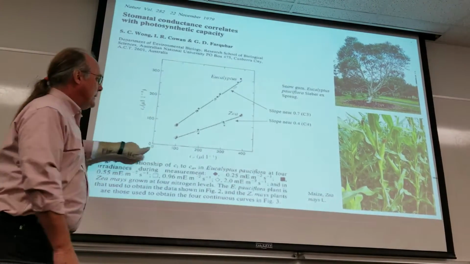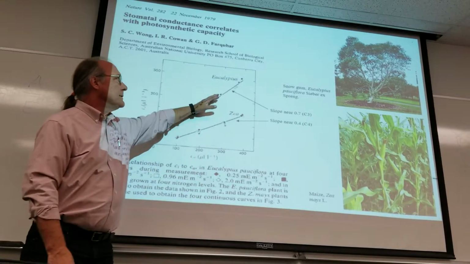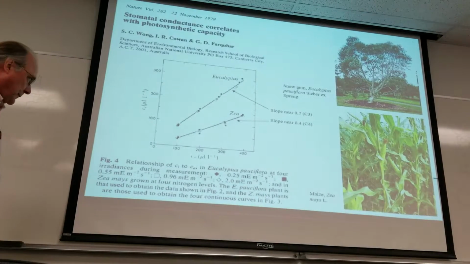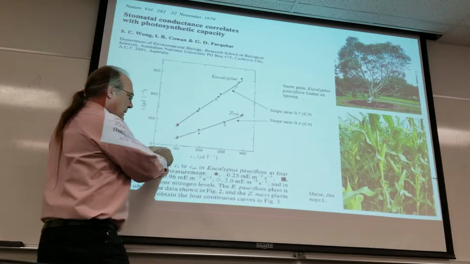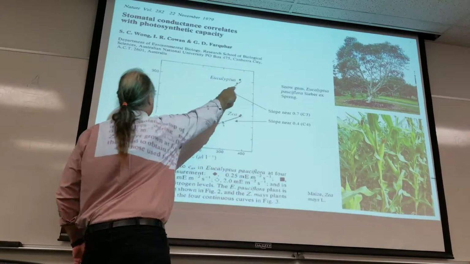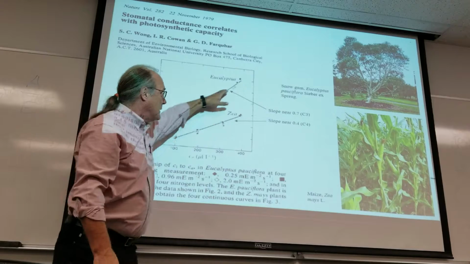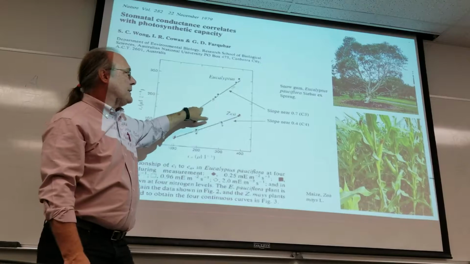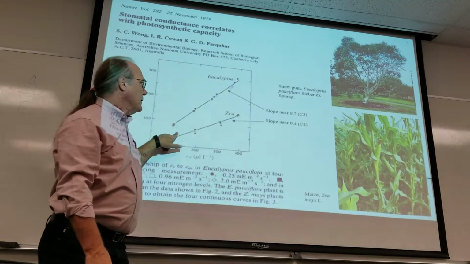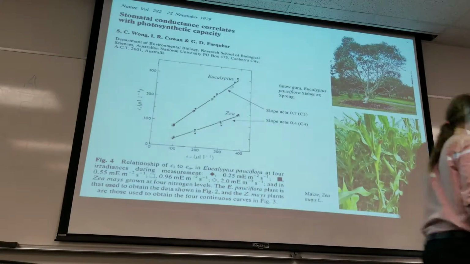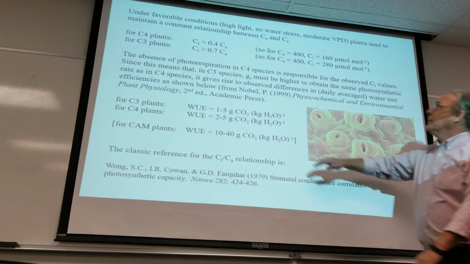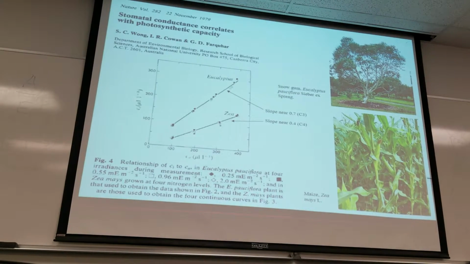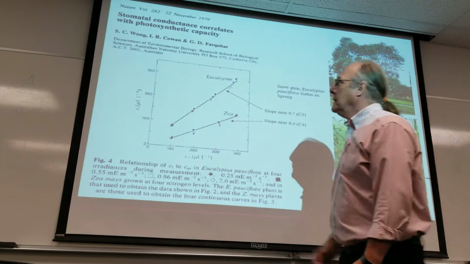Here's Ci, here's Ca. And two species, the C3 eucalyptus, the C4 maize. And you can see, in all cases, as the ambient CO2 concentration increases, the internal CO2 concentration increases. If you calculate the slope of this line, it's close to 0.7. The slope of this line, close to 0.4, which we have right here. 0.4, 0.7. Okay, so this was a big thing back in 1979 when this paper was published.